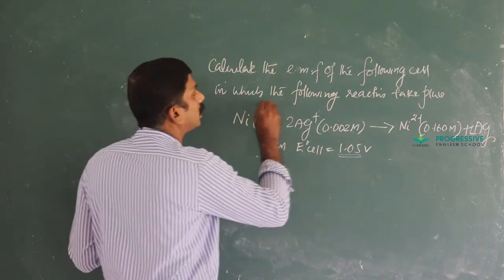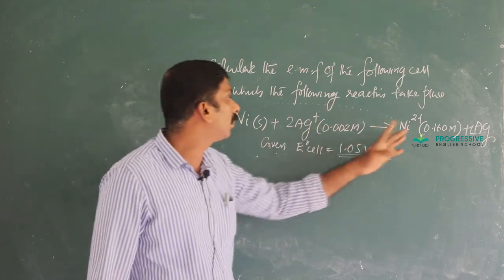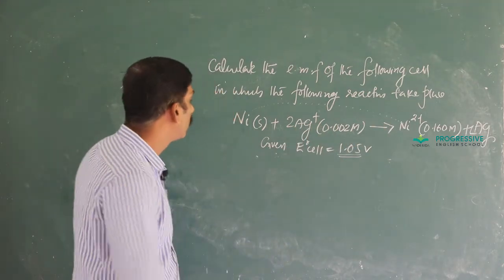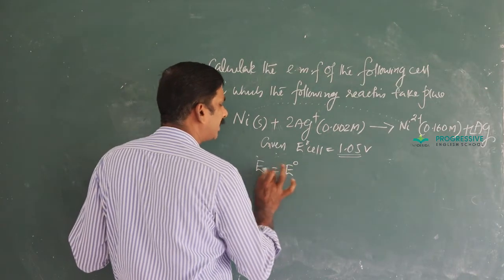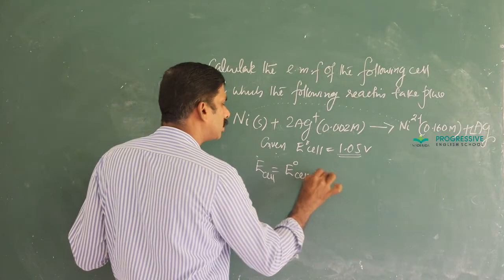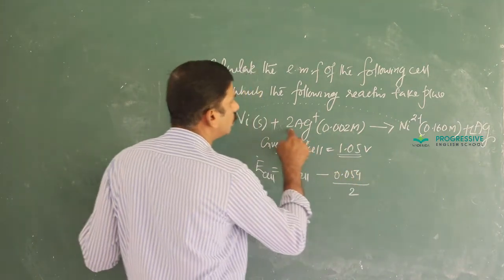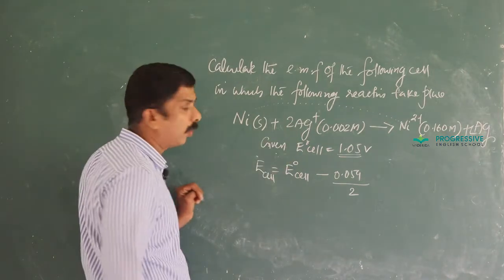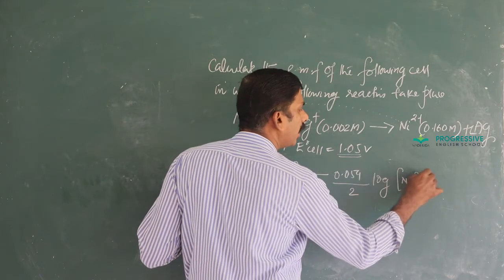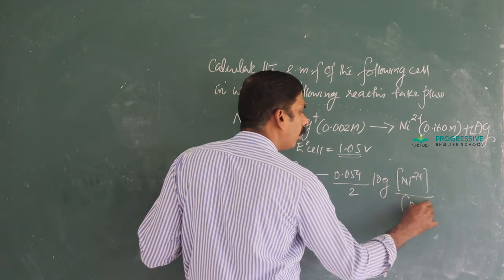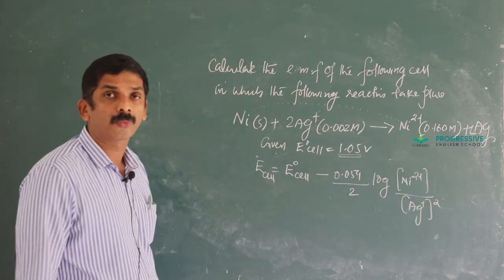From that electrode reaction, it is clear that since nickel undergoes oxidation, it acts as the anode and silver acts as the cathode. Then E cell equals E0 cell minus 0.059 divided by 2, since 2 electrons are involved, log of the molar concentration of Ni2 plus divided by the molar concentration of Ag plus squared.